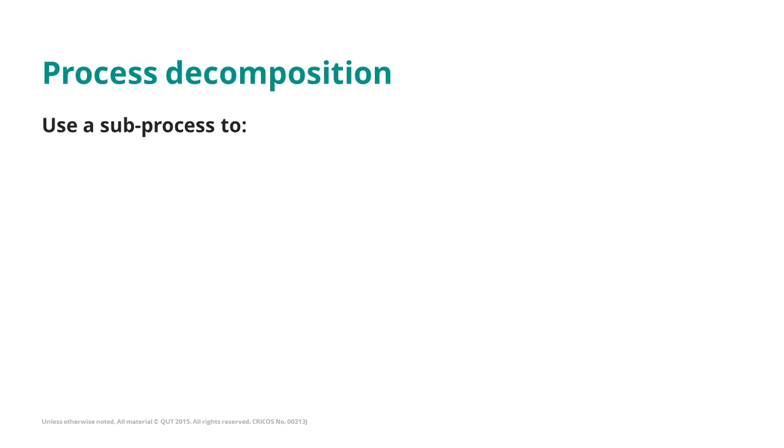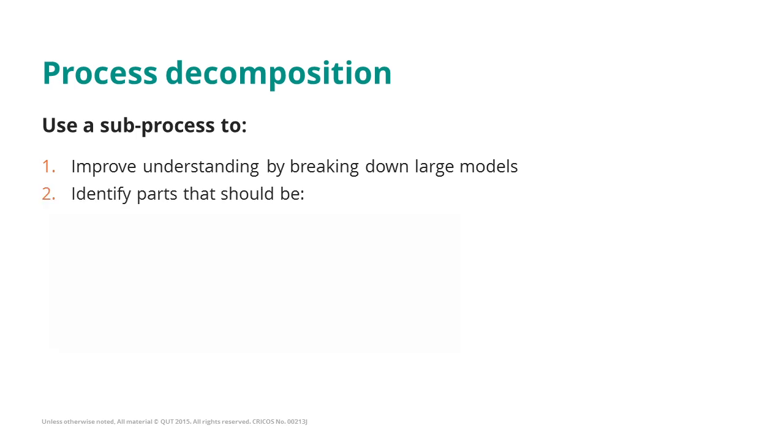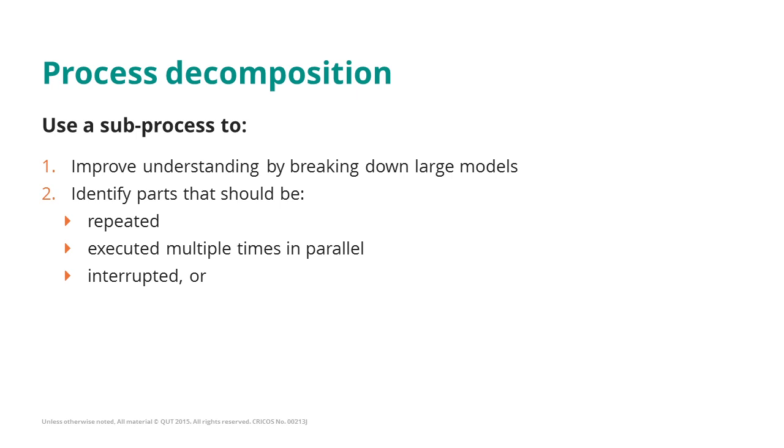So we can use this construct of the subprocess not only to reduce the size of the process model, hence making it simpler to understand, more intuitive, because we can hide some details, but also to identify parts that can be repeated or executed multiple times, interrupted, for example, to handle exceptions, or compensated for the effects that they have produced. So let's take a look at the first usage of the subprocess construct, simplifying the process model.